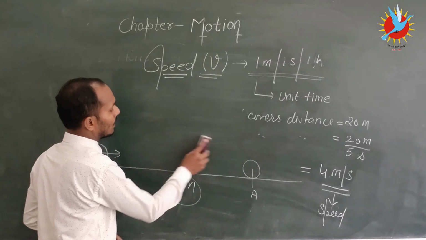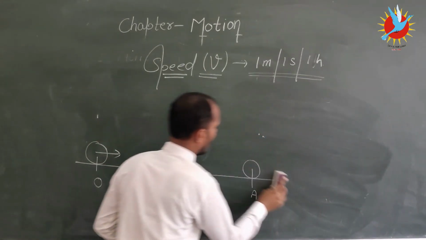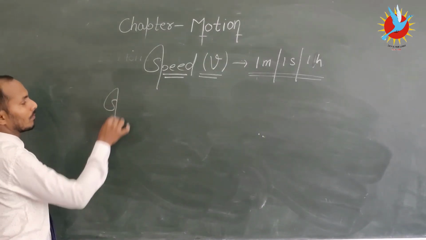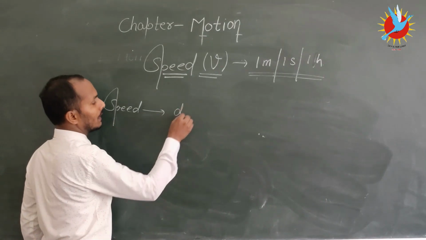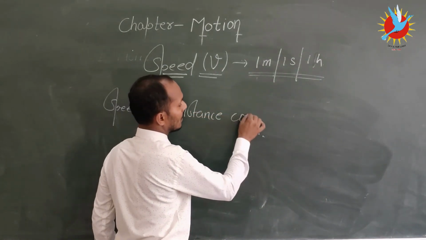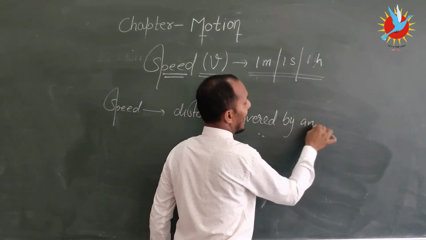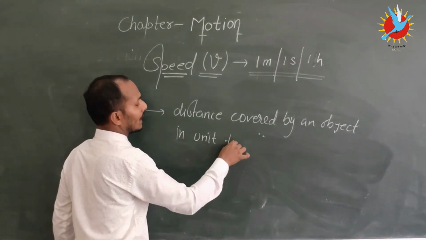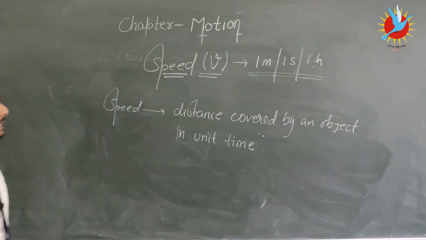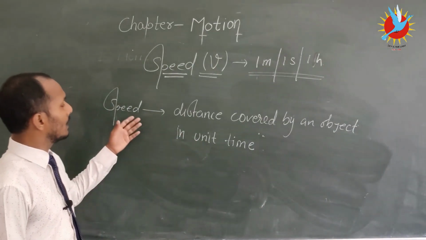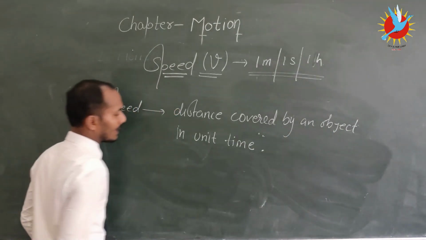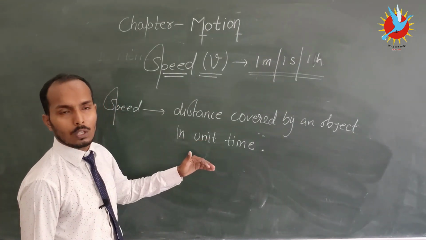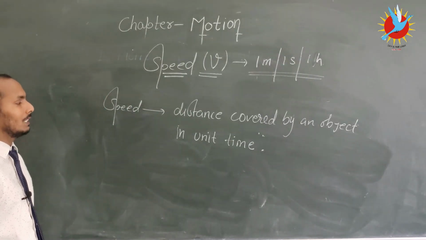Speed of an object may be defined as the distance covered by an object in unit time. Distance covered by an object in unit time is called speed. You can also say that the distance covered by the object in 1 second, or in 2 seconds, or 1 minute, or 1 hour, is said to be speed.